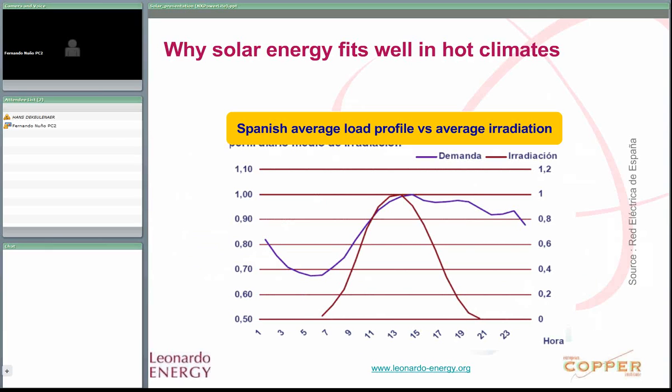Solar energy fits well in hot climates because electricity demand is related to air conditioning needs. The blue line represents the average electricity demand for the Spanish system, and the brown line represents the irradiation.